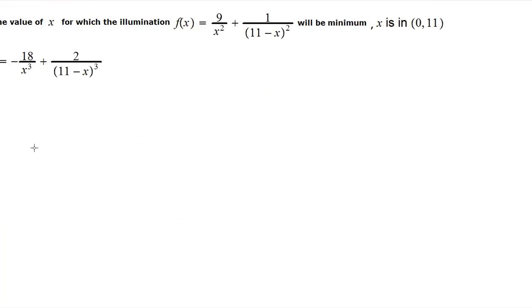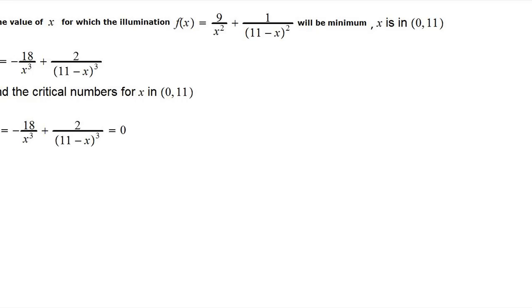Okay, so again we have to find the value of x in the open interval (0, 11) for which this quantity is minimum. The first thing we do is use the reciprocal rule and the chain rule to find the derivative, as we would do in any max-min problem. Then we find the critical numbers for x in (0, 11), and for that we set the derivative equal to 0.